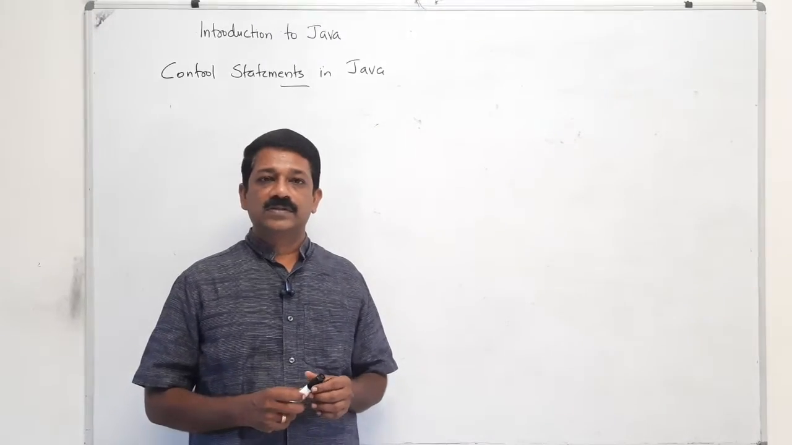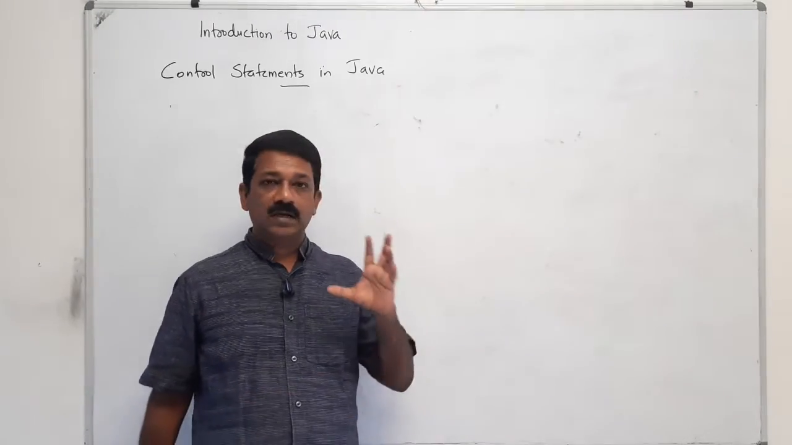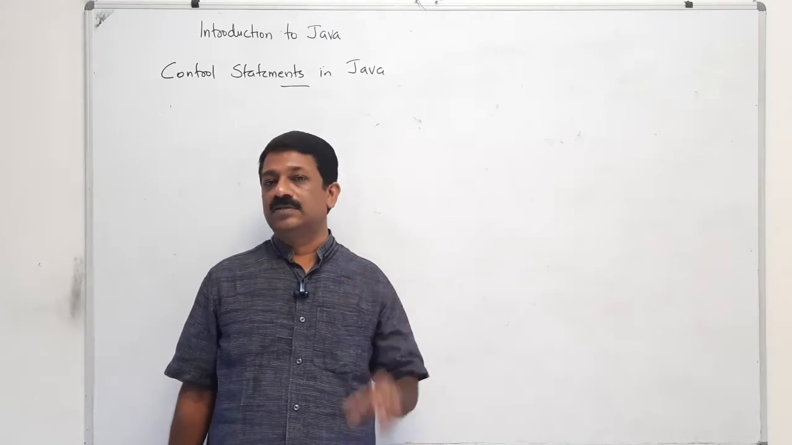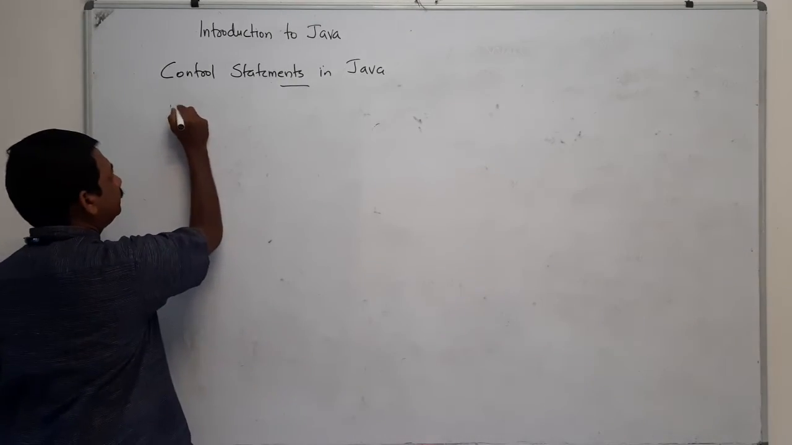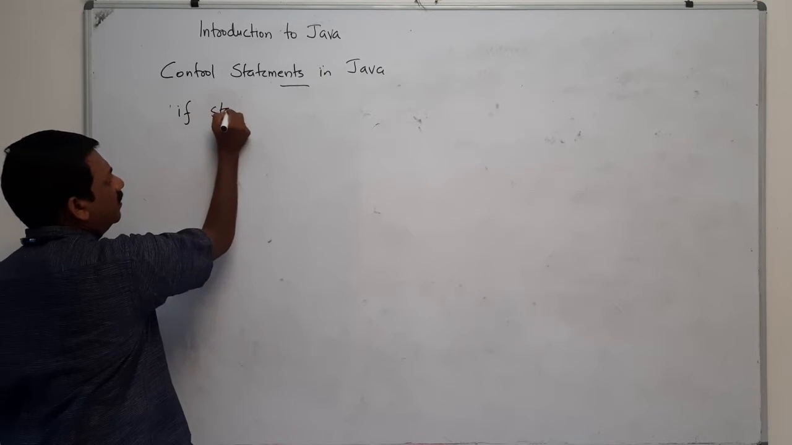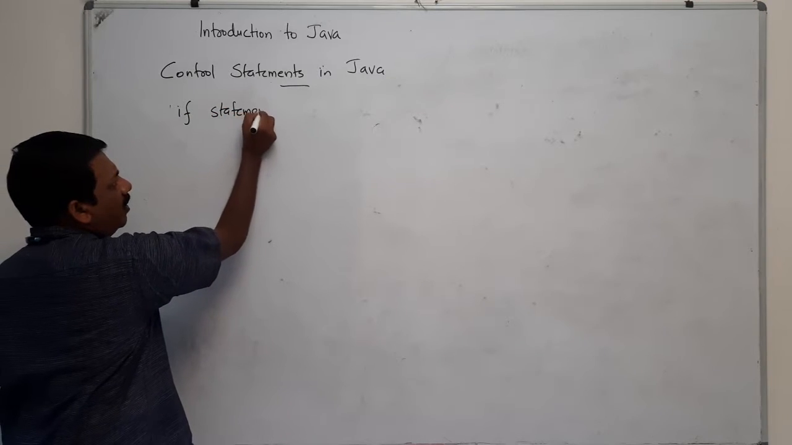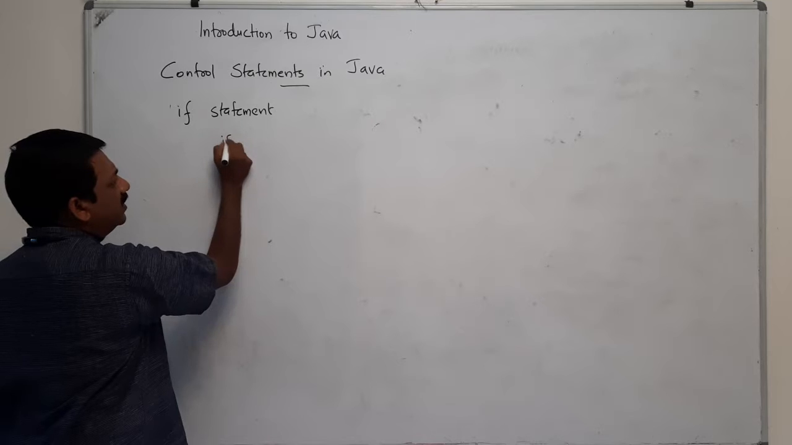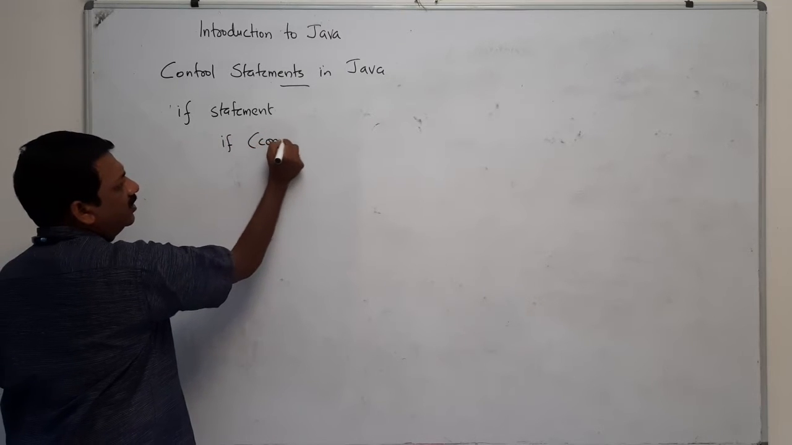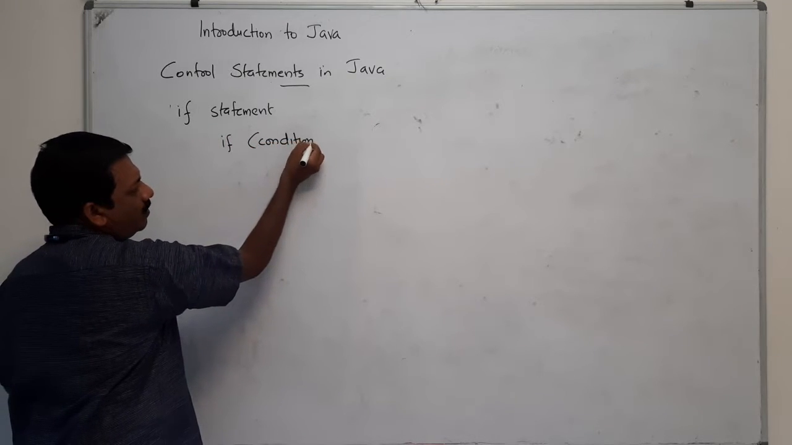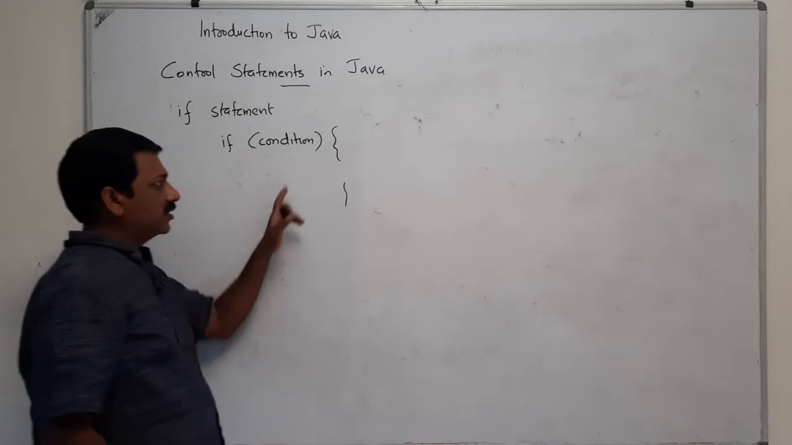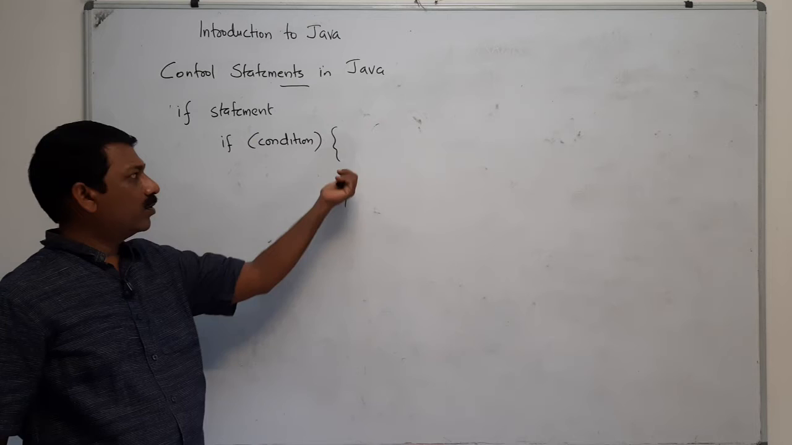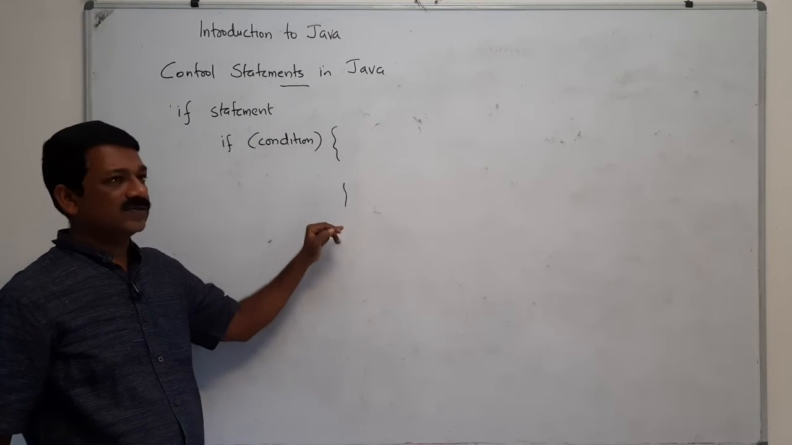Today we are going to discuss the various control flow statements in Java. The first one is the if statement. The syntax of if is: if condition, then you have the set of statements. You can have a single statement or a set of statements.